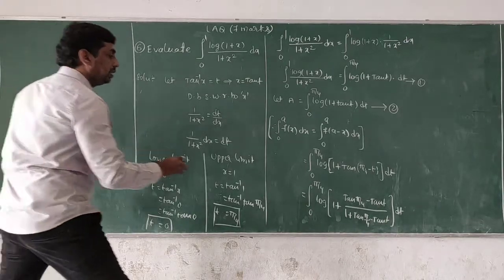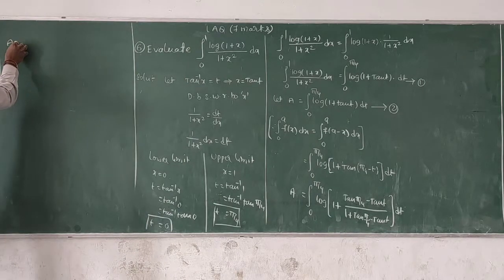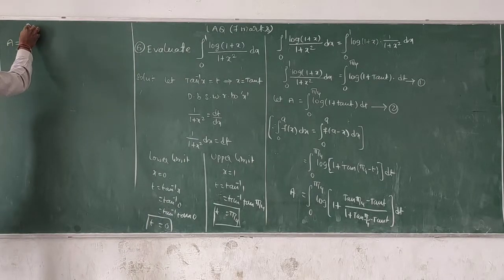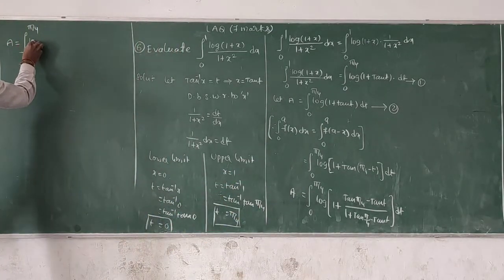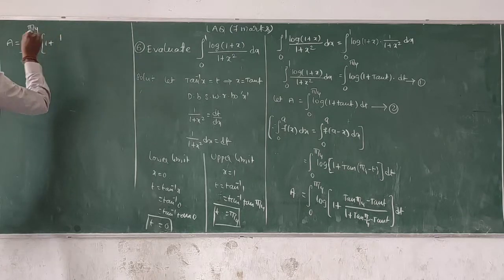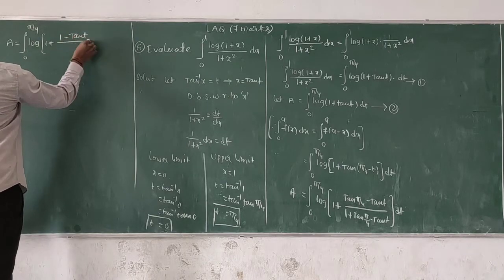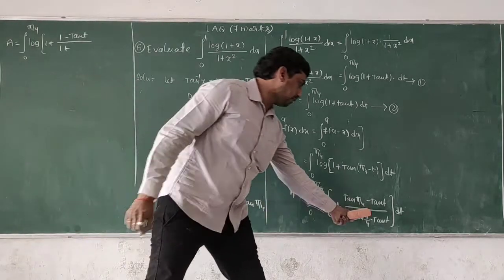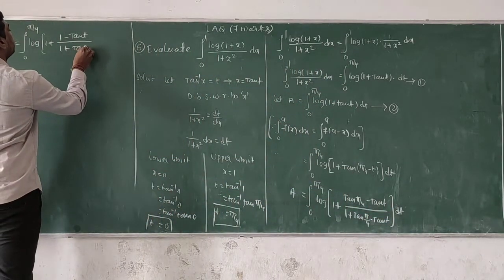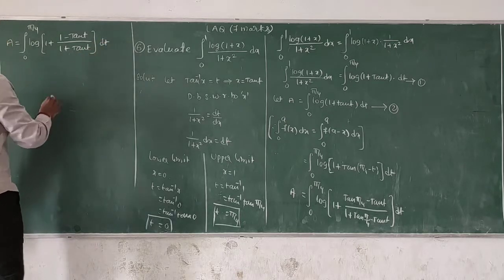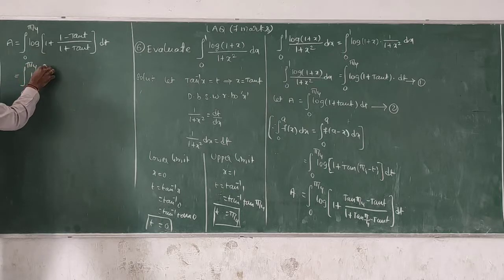Now continuation. So this one is equal to a, equal to integration 0 to pi by 4 log of 1 plus tan pi by 4 equal to 1, minus tan t, by 1 plus again tan pi by 4 equal to 1, into tan t, into dt. Okay. Integration 0 to pi by 4 log of, do the LCM.